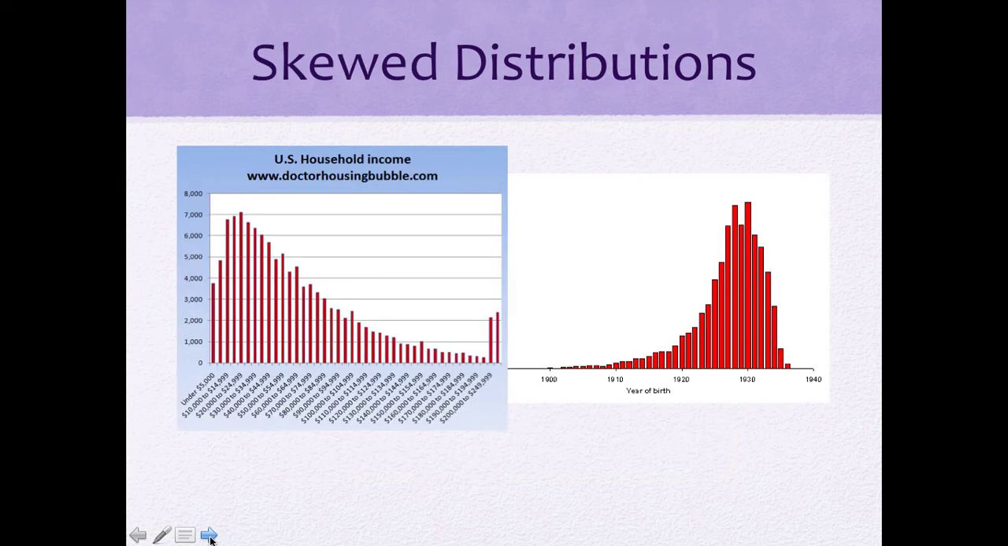A skewed distribution is kind of like if you took a normal distribution and you pulled the tail. So this picture here on the left that says U.S. household income would be a distribution skewed to the right. The skewed direction is always which way you would pull the tail, which way the tail is off to. So this is skewed to the right because the tail is pulled off to the right. Then the graph on the right that says year of birth is skewed to the left, meaning that your tail is on the left-hand side.